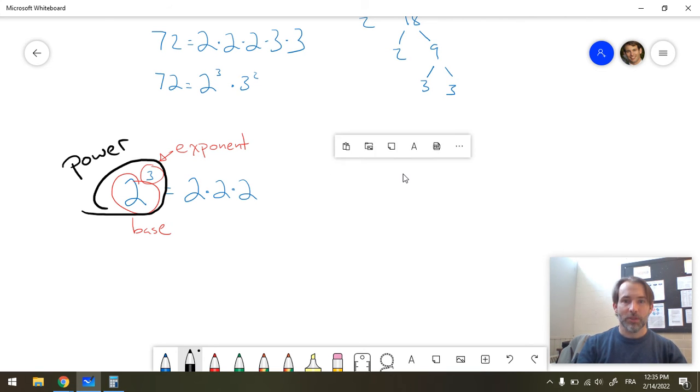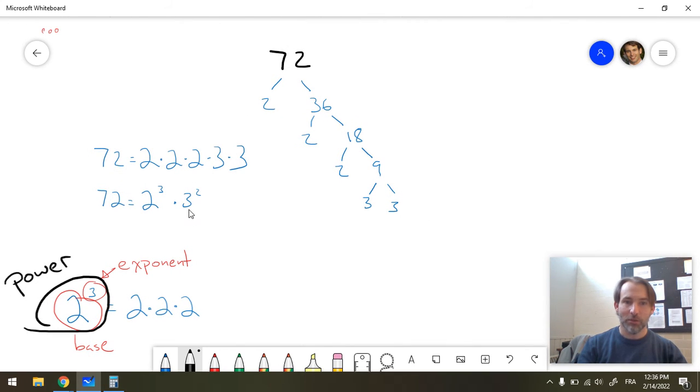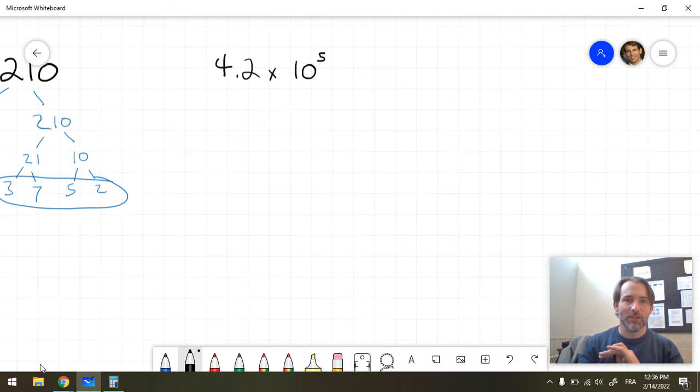Okay, so now let's take a look here. 2 to the 3, that's 8. 3 to the 2, that's 9. 8 times 9 is indeed 72. So that's another way of looking at it. Okay, cool. Now, we can also do this to numbers in scientific notation.